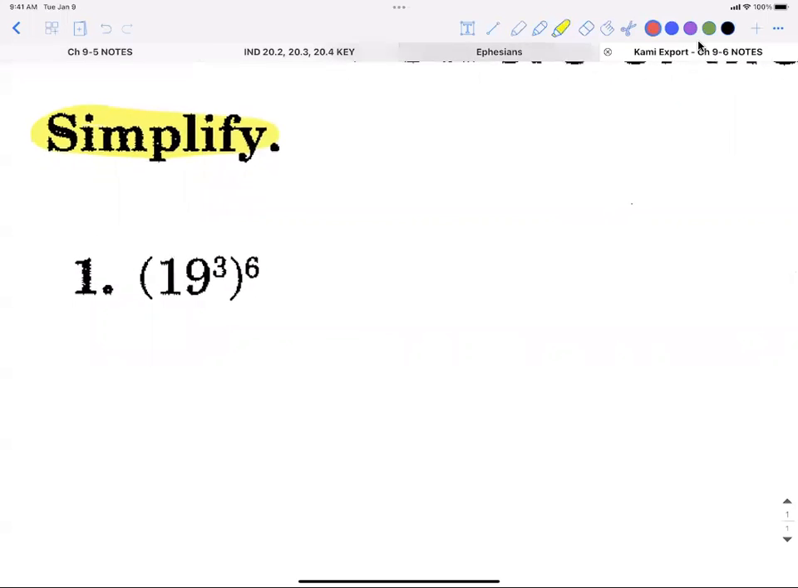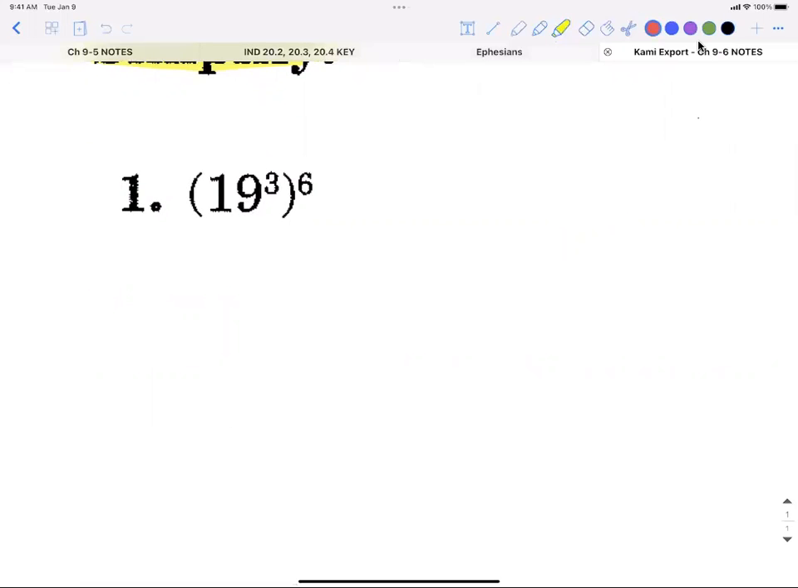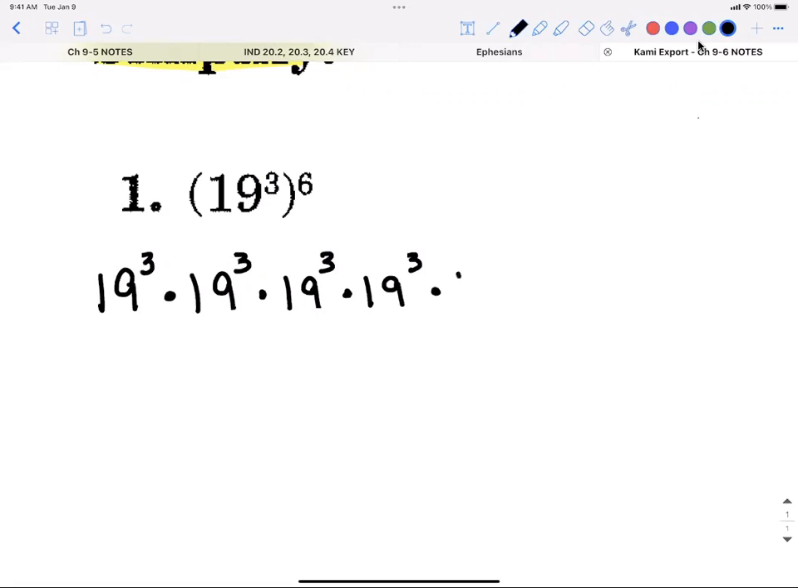Okay. All right. So what does 19 cubed to the 6th power mean? And this is the part where you're never going to write all this out. I'm just showing you the why behind the shortcut. So what this really means is 19 to the 3rd power times 19 to the 3rd power. And I'm going to do this 6 times because it says that it is taking 19 to the 3rd power times itself 6 times.